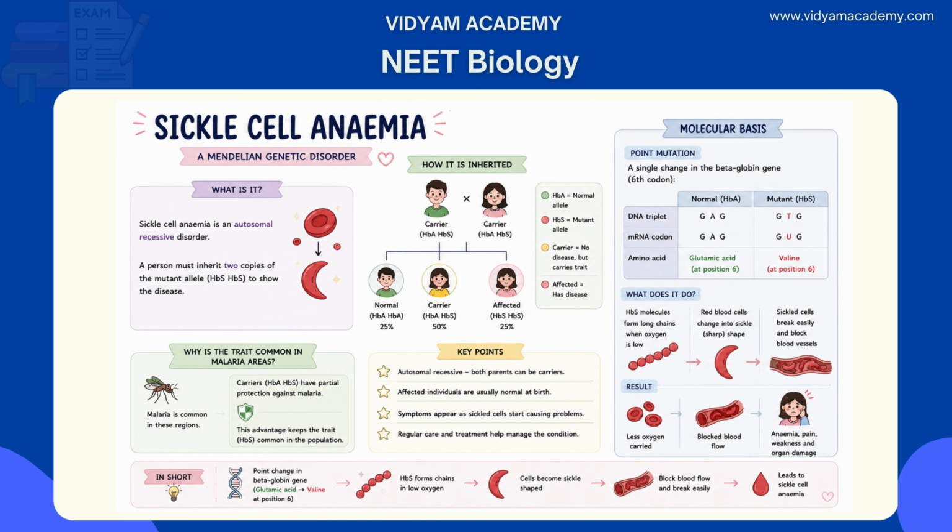of the beta globin gene, which changes the amino acid at position 6 from glutamic acid, hydrophilic and charged, to valine, hydrophobic. This single amino acid change causes HbS molecules to polymerize under low oxygen conditions, deforming the red blood cells into a sickle shape. These sickle cells cannot carry oxygen efficiently, so they clog blood vessels and are rapidly destroyed, causing anemia. That's why option B is the right answer here.